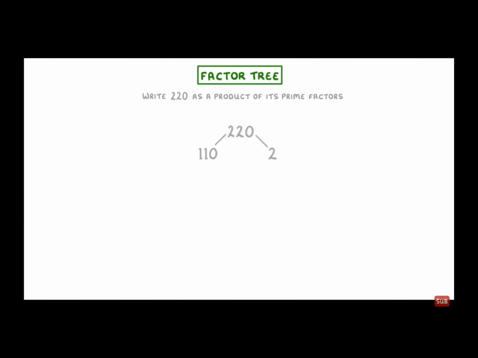If one of these is a prime number, and hence a prime factor, like 2 is, then we can circle it and leave it alone for now. But if it's not a prime number, like 110, then we have to factorize it again into, say, 11 and 10. 11 is a prime number, so we circle that, and then split the 10 into 5 and 2, which are also both prime numbers, so we can circle them both.